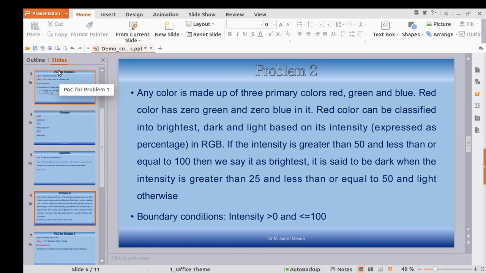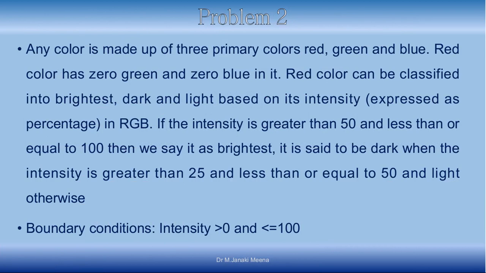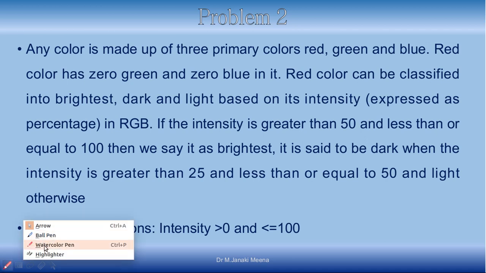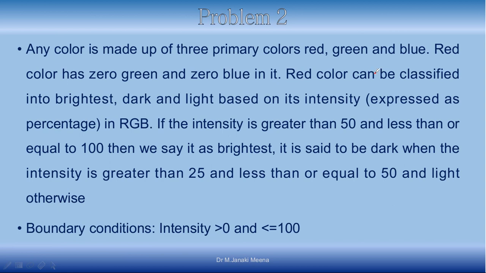So what does the next problem say? Any color, we know, is made up of 3 primary colors, red, green and blue, and that is what RGB is. When I say it is a pure red color, it means that there is no green and there is no blue in it. Red color has 0 green and 0 blue, that's what is given in the problem. And red color can be classified into brightest, dark and light based on the intensity.